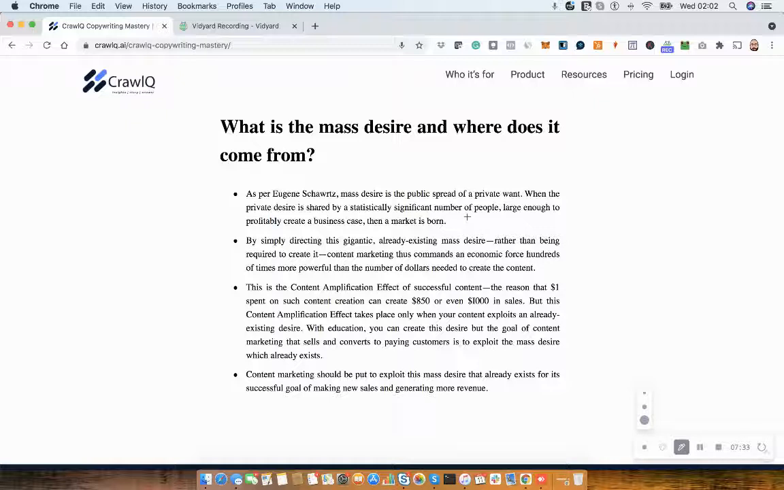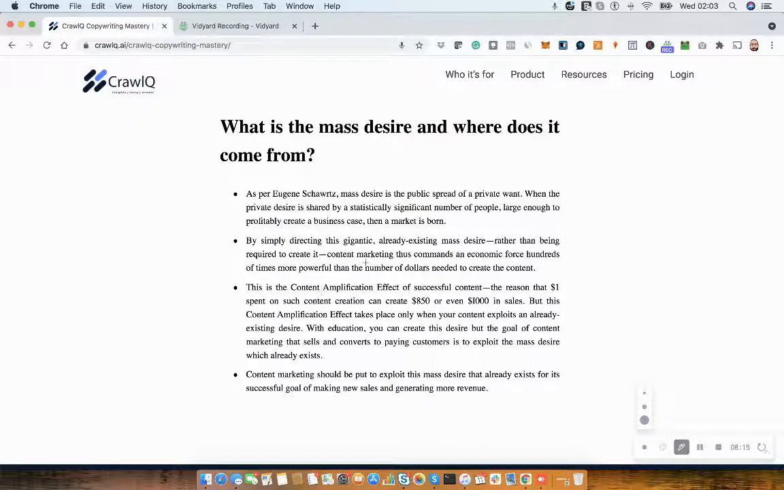By simply directing this huge already existing mass desire rather than being required to create it, content marketing thus commands an economic force hundreds of times more powerful than the number of dollars needed to create the content. You understand this? So it is important: mass desire is the public spread of a private want. When this private desire is shared by a large number of people, statistically significant, then you have a profitable business case, and then a market is born.